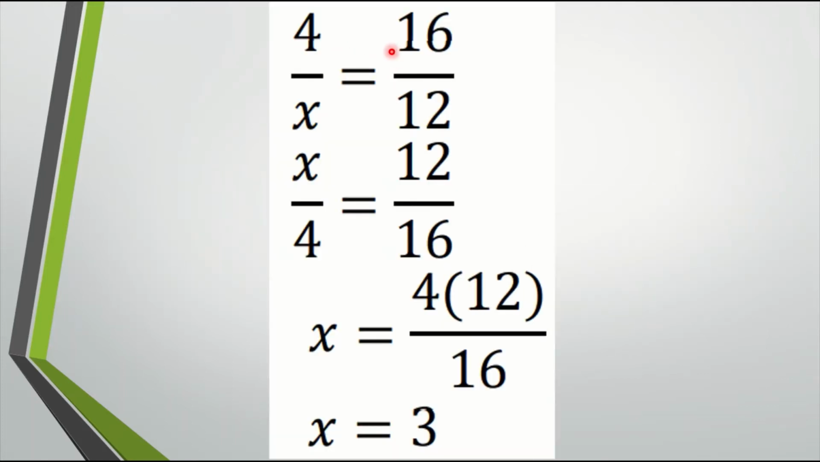So, this is an example. 4 over x is equal to 16 over 12. X over 4, which is nag-invert from the denominator to numerator. Okay? From A over B, naging B over A. Katulad din dito, from C over D, naging D over C. Okay? So, again, nag-iisa na lang yung x dito. No need to multiply it by 16 para hindi ka na magdi-divide mamaya. So, 4 times 12 na lang ang gagawin mo. And 4 times 12 is 48. 48 divided by 16 is 3. Okay?